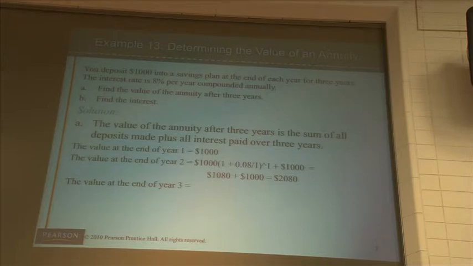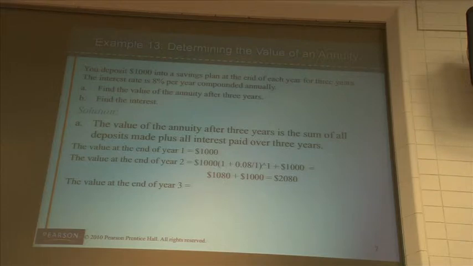Here's an example. Say you deposit $1,000 into a savings plan at the end of each year for 3 years. This could be something like an IRA, some type of retirement plan. The interest rate is 8% per year, compounded annually. Find the value of the annuity after 3 years. That's part A. And then for part B, find the interest.